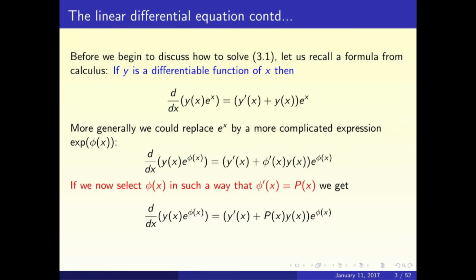So, select phi of x in such a way that phi prime of x equal to p(x). Then what do we get? We get d/dx of y e to the power phi(x) equals (y prime plus p(x)y) into e to the power phi(x). You see that in the slides. So this slide is all about product rule with specific choices for the two factors. So now look at the last displayed equation in the slide. You see the y prime plus p(x)y appearing there.